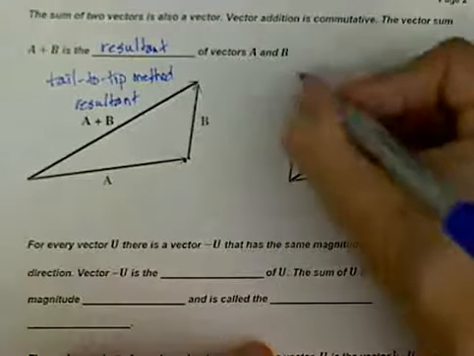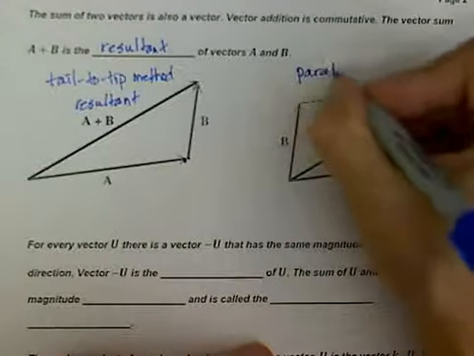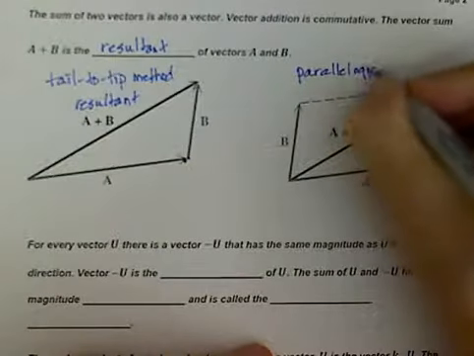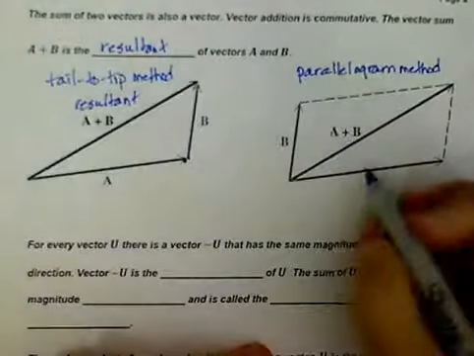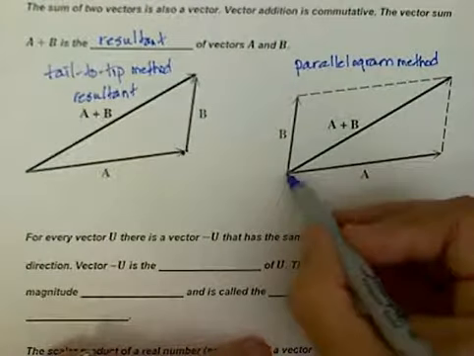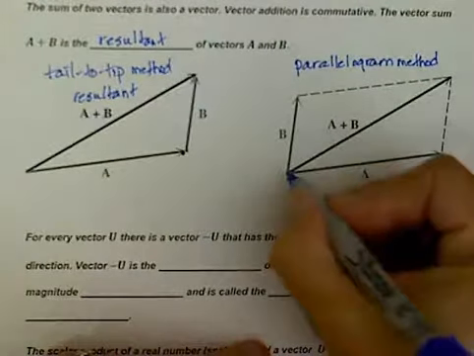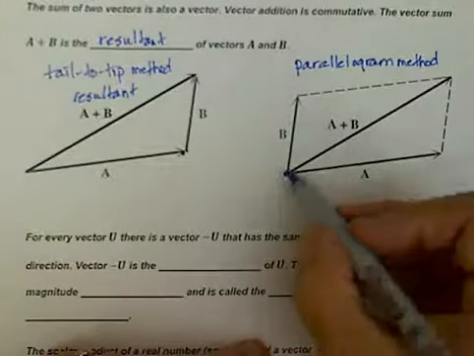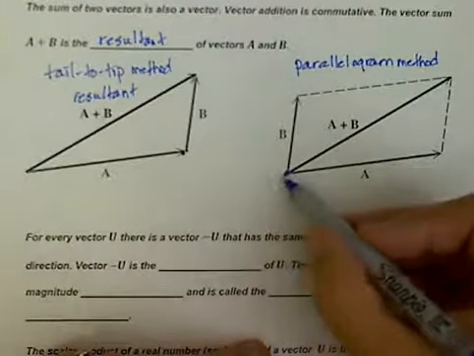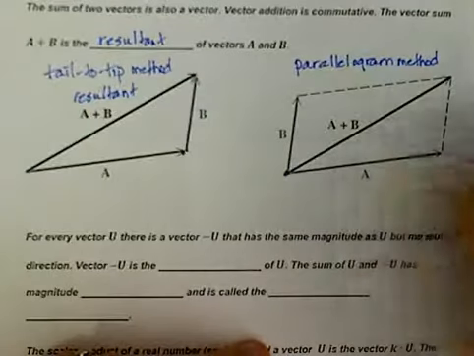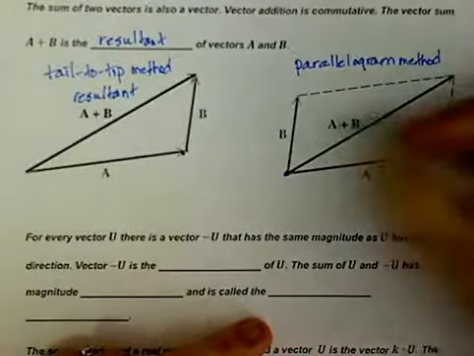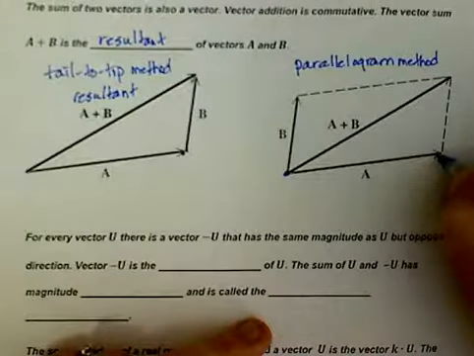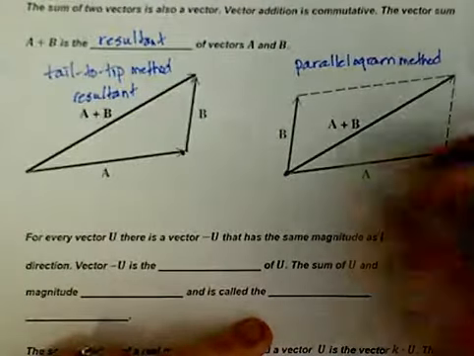The other way we can do this is what we call the parallelogram method. This way is more useful if both of the vectors are starting from the same point. So here we have two vectors that are starting from the same point. If we want to know the resultant vector, the A plus B, what we can do is complete a parallelogram with the two vectors as two of the sides of the parallelogram.